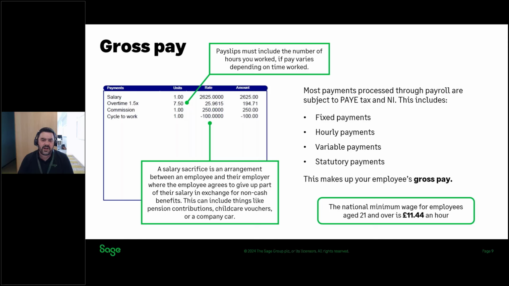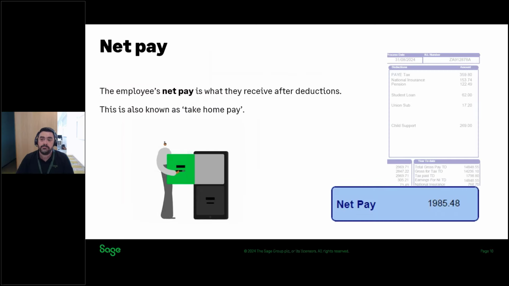So this is what's making up Harry's gross pay, but what's most important to him is what he's actually taking home. So an employee's net pay is the amount that they would receive after deductions. Also known as take-home pay, because that is the money that'll be paid into their bank, or they would take away in cash if any of you still pay with a cash payment method.